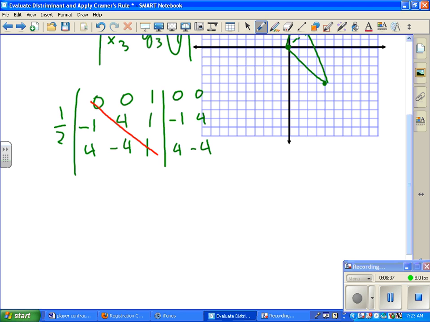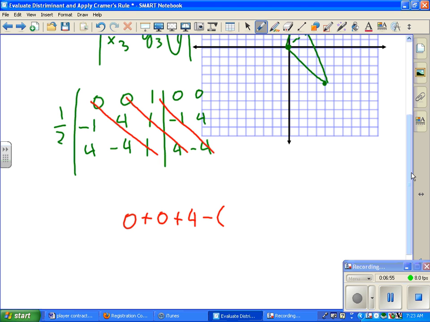Just multiply to begin with. So that's 4. Plus, oh, that's 0, rather. So I've got 0 plus, the next diagonal is 0. Plus 1 times -4 is a positive 4.